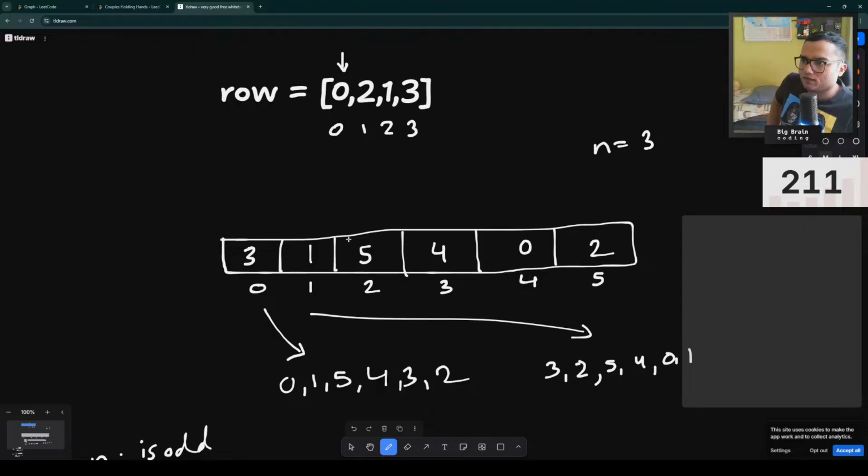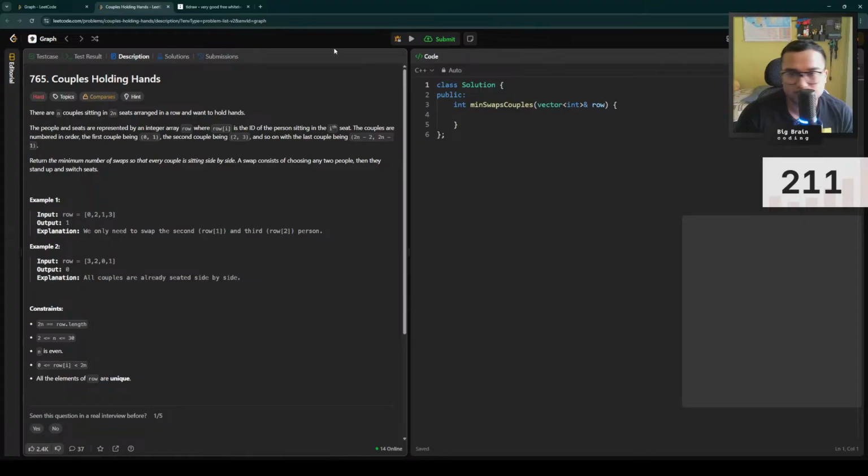Okay. So I think this approach may work. I can begin writing code for this. Maybe. Let's see. Maybe there's some clever way of finding this out. Why is this a graph question? Because we are doing DFS, right? Okay.